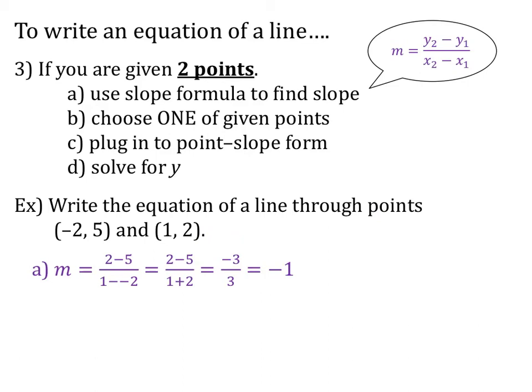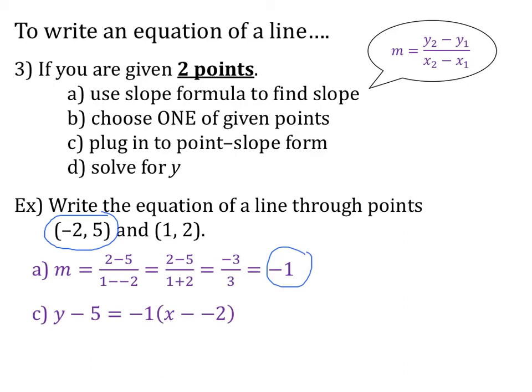Next, we need to choose one of our given points. So I'm going to choose point (-2, 5). I always circle the given point. That way I know from now on this is what I'm focused on as my point. And then I have -1 is the slope that I'm focused on. So next, I'm going to plug into point-slope form. So that's y minus y1 equals m times x minus x1.